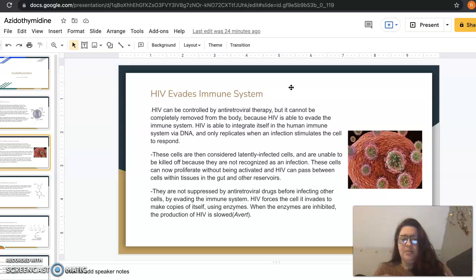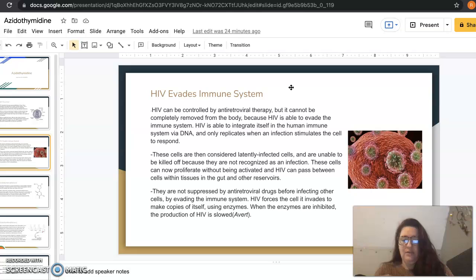Because of this, these cells cannot proliferate without being activated, and HIV can pass between cells within tissues, in the gut, and other reservoirs. They're not suppressed by antiretroviral drugs before infecting other cells, which is how they also evade the immune system.